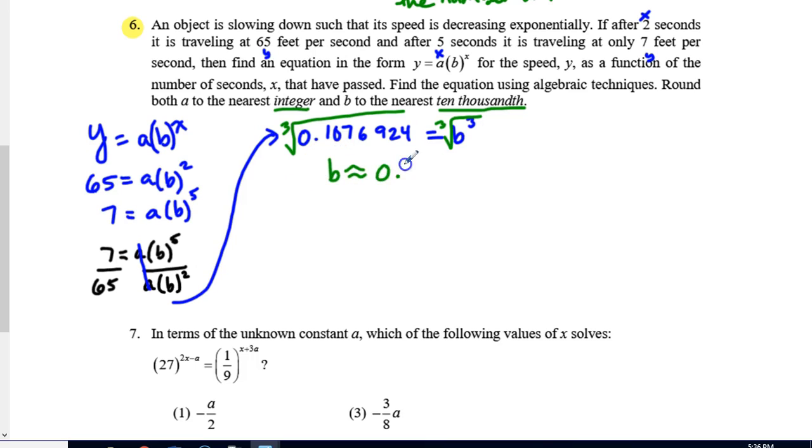So it's about 0.4758. Once we have that, we're in good shape. We can use either of these forms. Again, I kind of like the one with the square, easier numbers to work with.